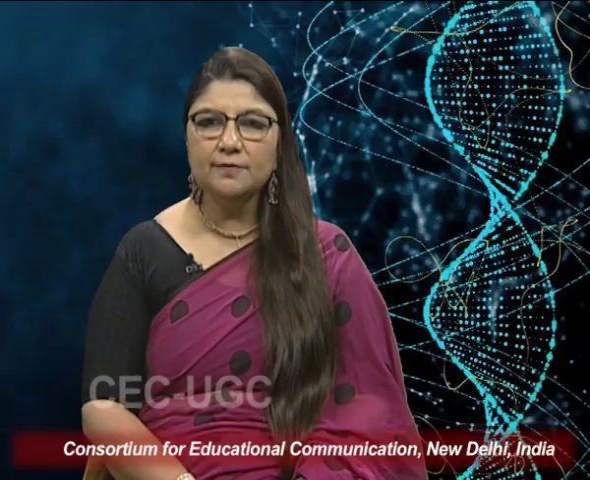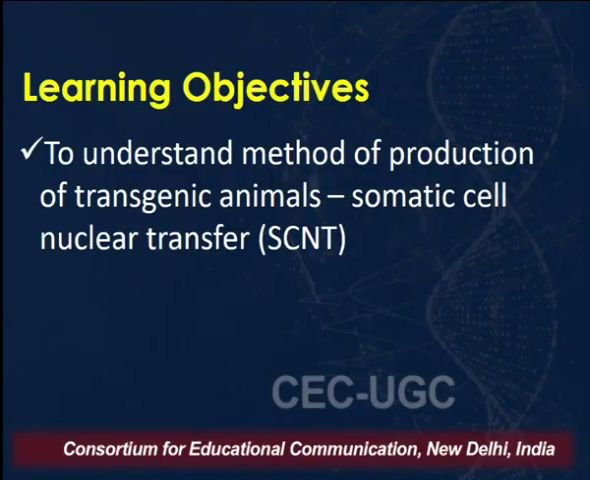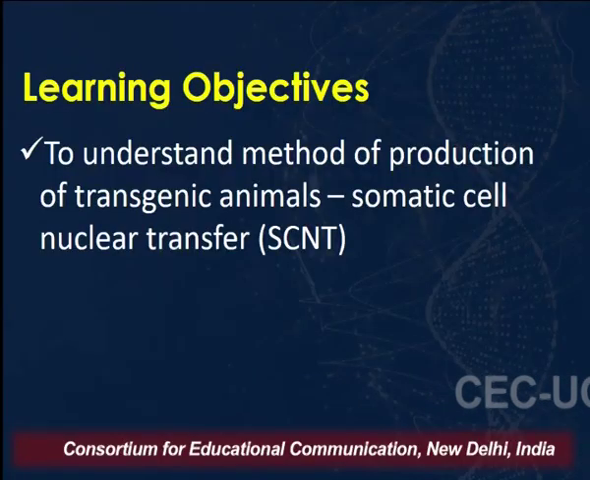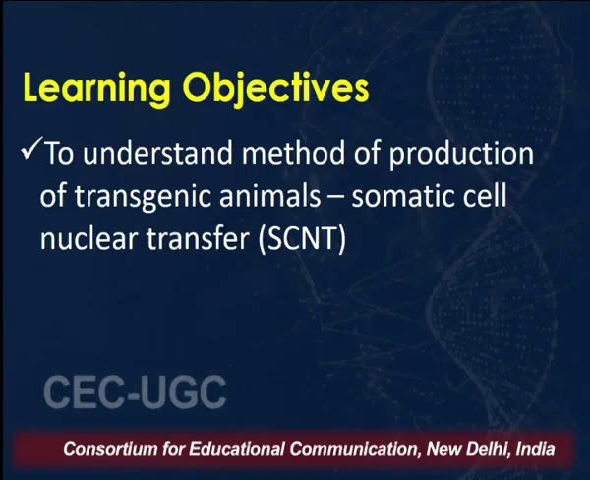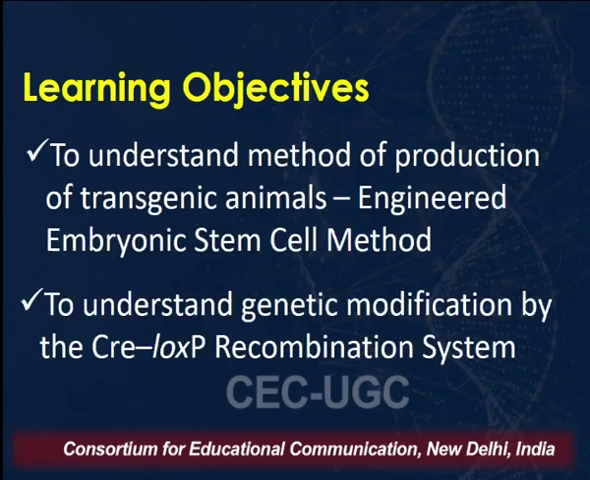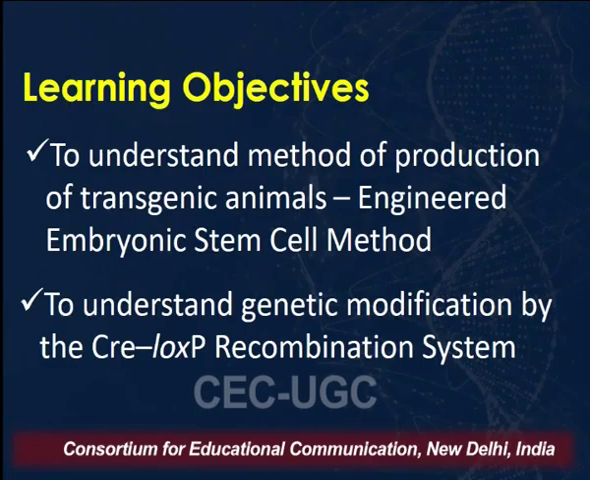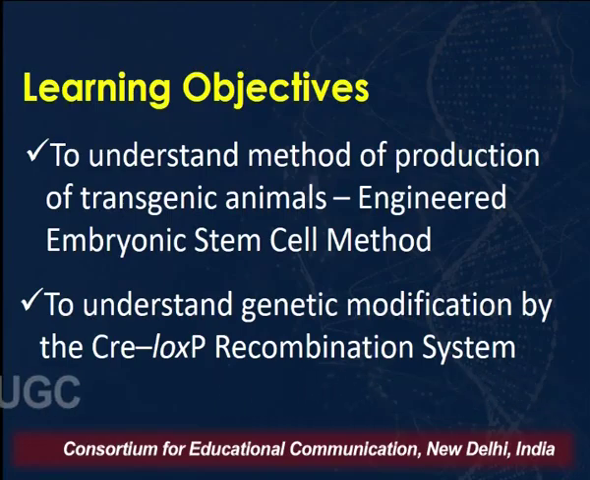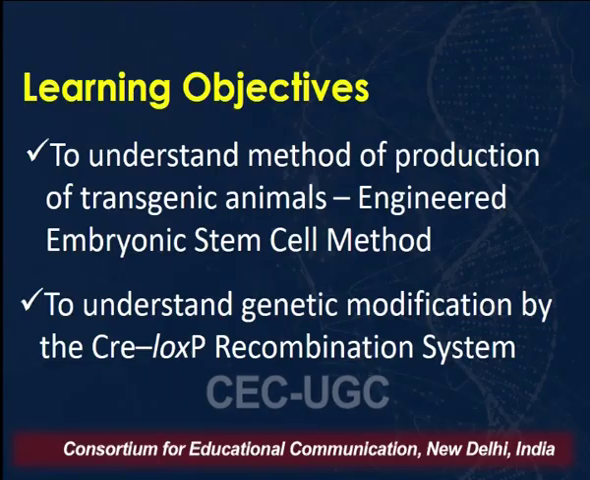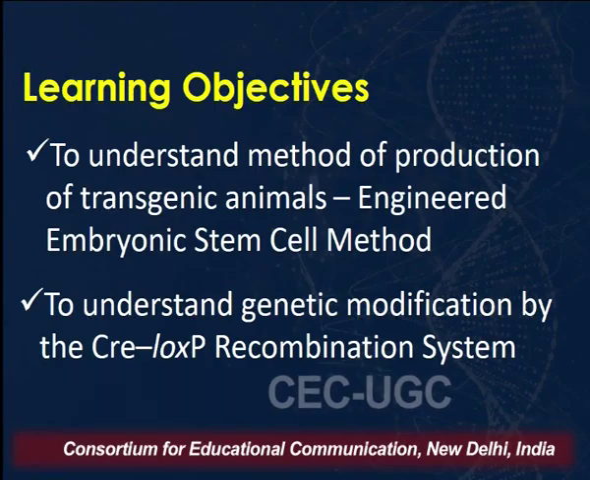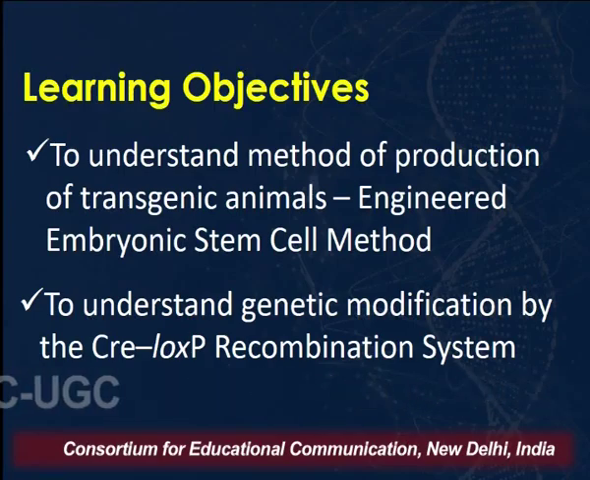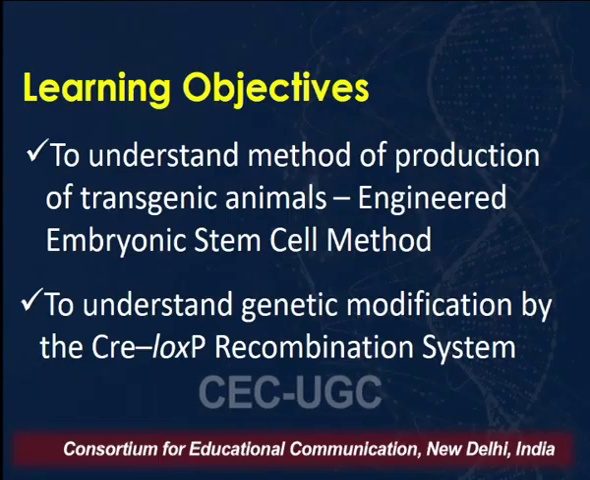The learning objectives for today's session would be to understand the method of production of transgenic animals. As I said, in this we will be talking about another method, which is the engineered embryonic stem cell method. We would understand the genetic modification by a Cre-LoxP recombination system, and we would also be talking about understanding the method of production of transgenic animals, which is the somatic cell nuclear transfer or SCNT method. We have already talked about the different mechanisms beforehand, but again we will be talking about two more methods.